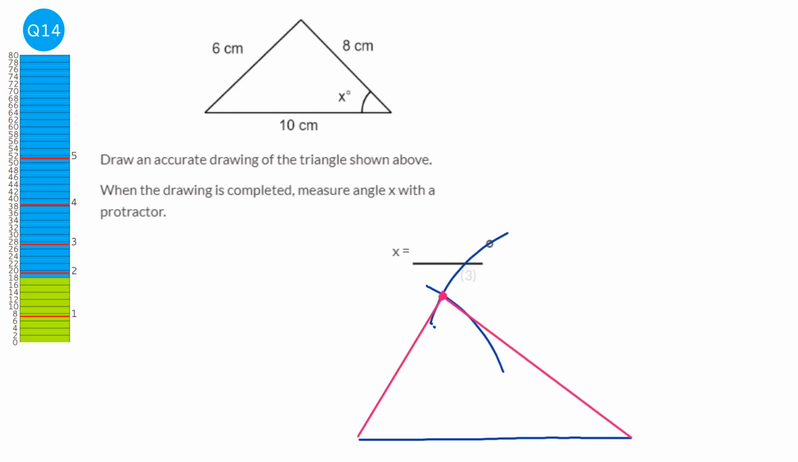And it says to measure the angle X, so we're going to need a protractor for this bit. I'm going to put our protractor here with the crosshairs matching here. So we're going to be looking at the inside, or the outside one, and it comes up as 37 degrees. So our answer is 37 degrees.